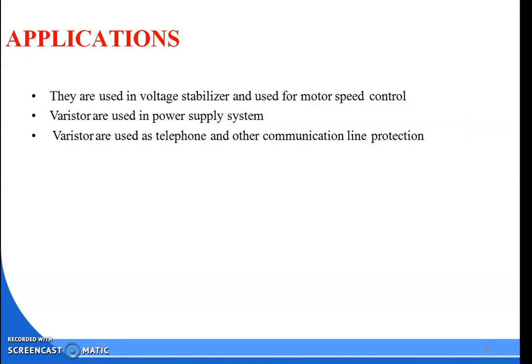Next slide, applications. It is used in voltage stabilizers. It is used in motor speed control. Varistors are used in power supply systems. Varistors are used for telephone and other communication line protection. So there are different types of application of varistor.